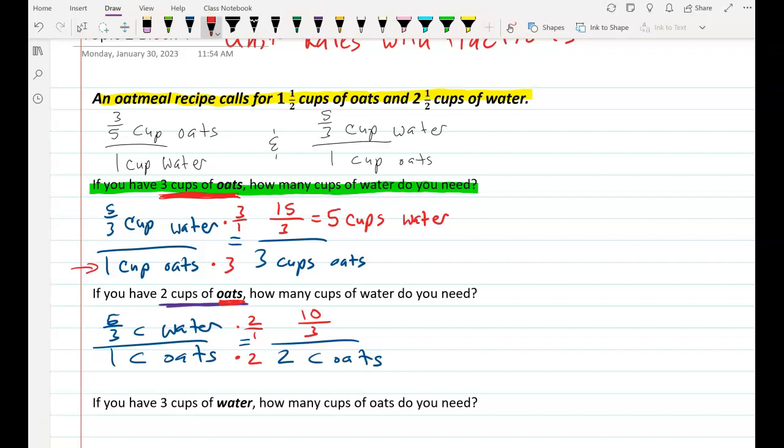What is 10/3? Well, let's change that into something we know. It's an improper fraction. 3 will go into 10 3 times. 3 times 3 is 9. That means we have 1 left over. So 3 1/3 cups of water for 2 cups of oats.